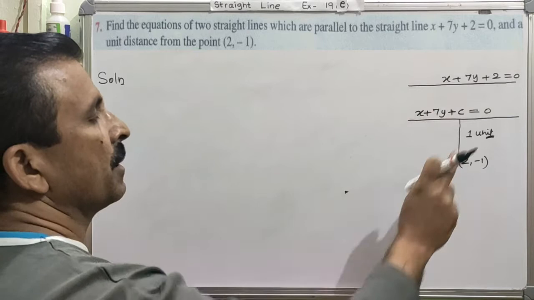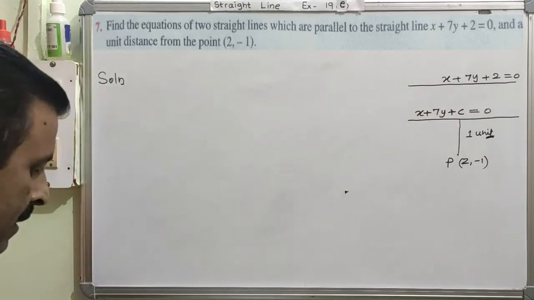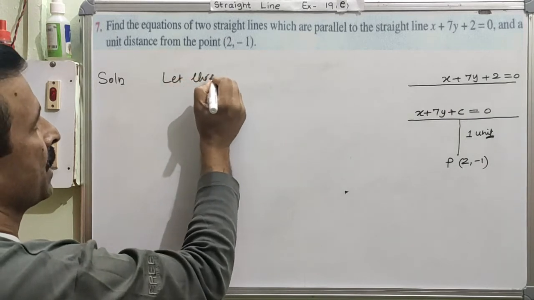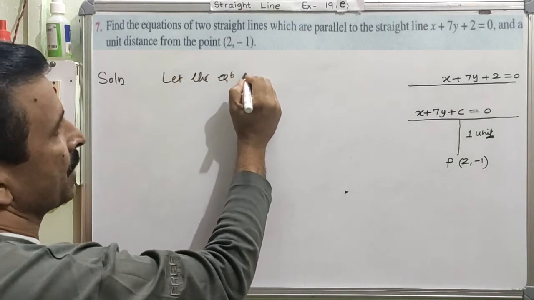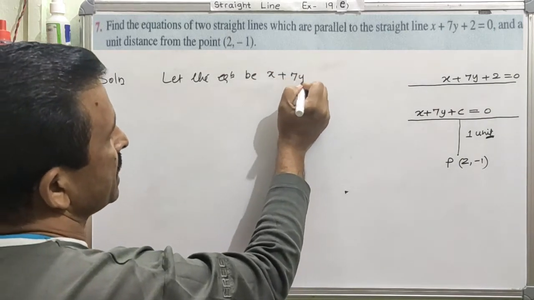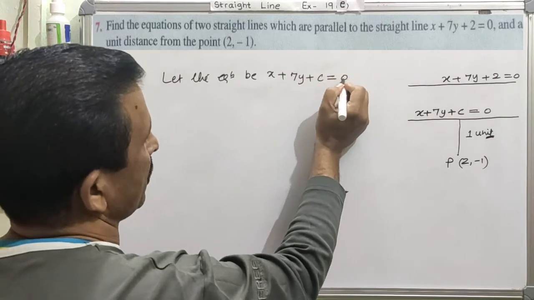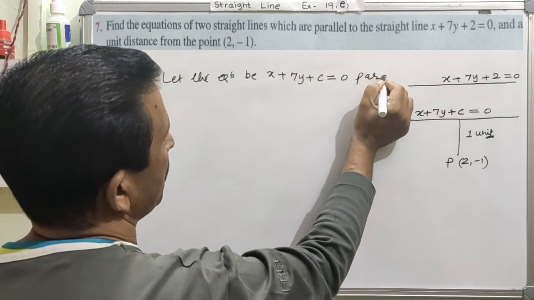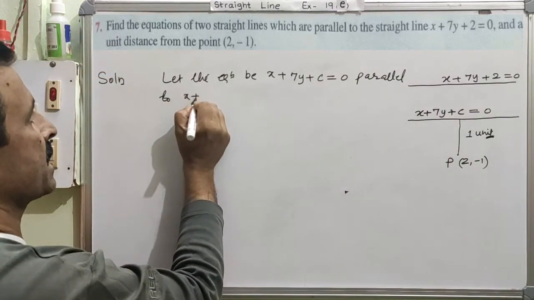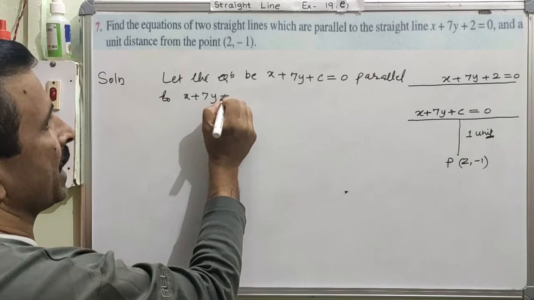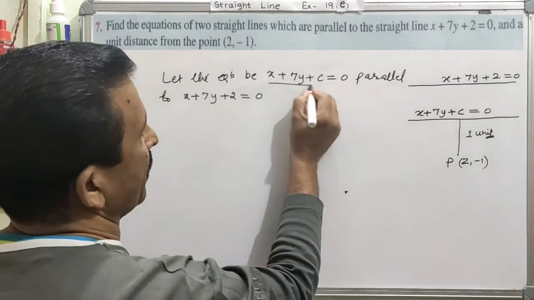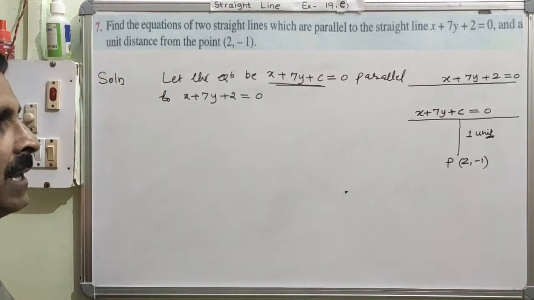Is it okay? So we assume this equation for your parallel line. So we can say let the equation be x plus 7y plus c is equal to 0, parallel to x plus 7y plus 2 is equal to 0. So this is the equation that we have assumed. Is this very clear?